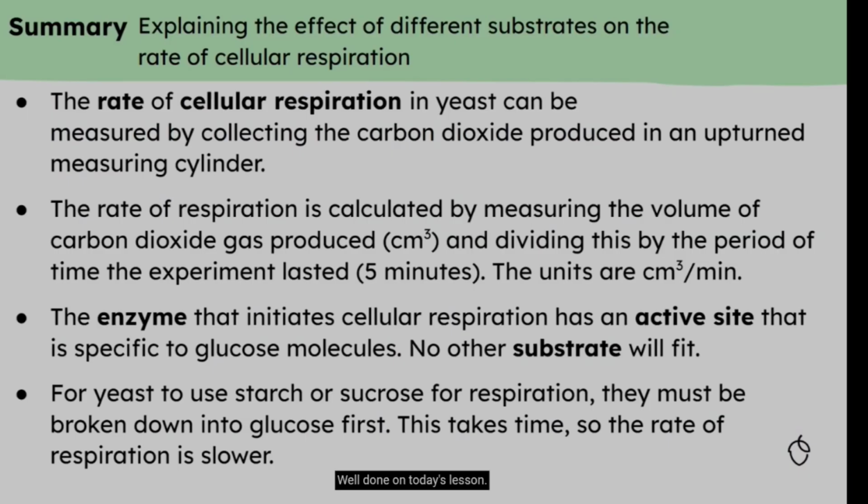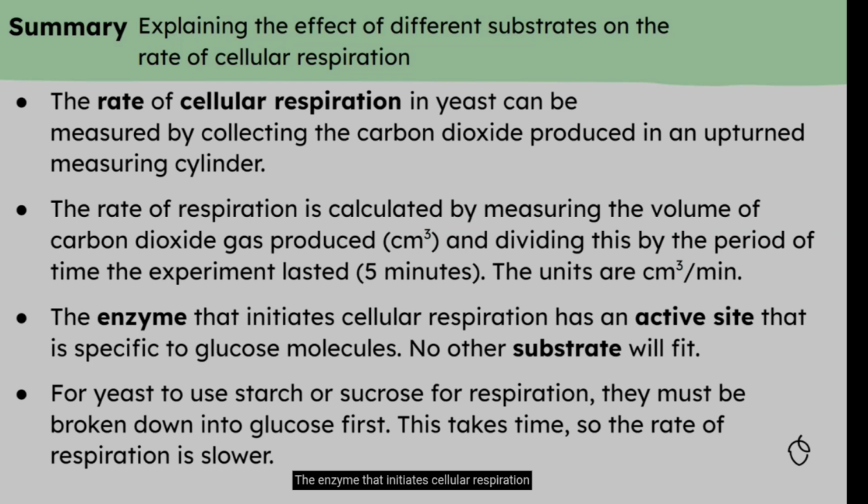Well done on today's lesson. Let's summarise what we learnt to help us remember it. The rate of cellular respiration in yeast can be measured by collecting the carbon dioxide produced in an upturned measuring cylinder. The rate of respiration is calculated by measuring the volume of carbon dioxide gas produced and dividing this by the period of time the experiment lasted. The units are centimeters cubed per minute.